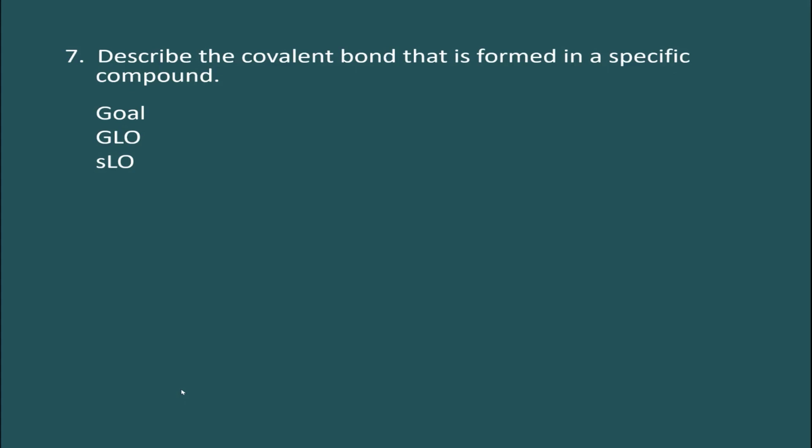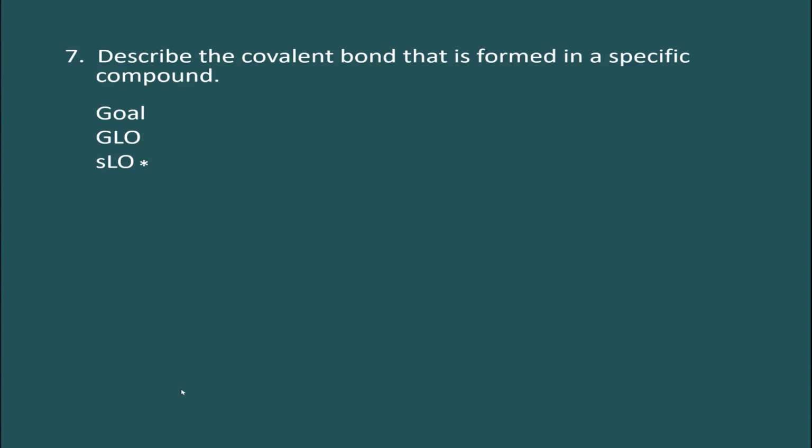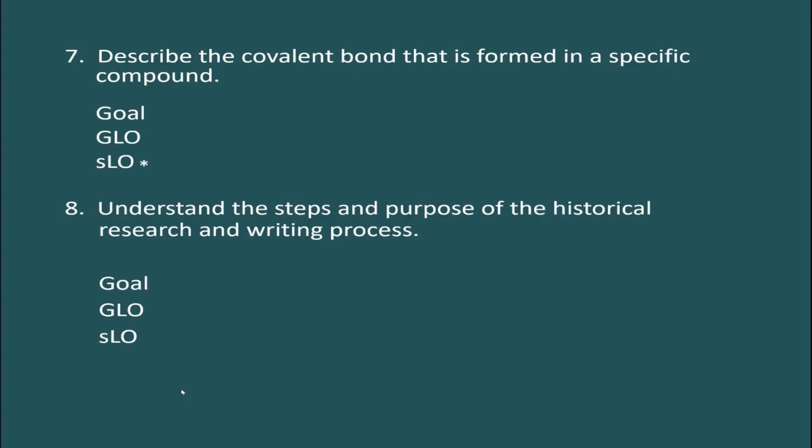Okay, number 7, describe. Pretty much that's an SLO. Although, let me go back up there a second. You could say, I want you to write it down, and then it would make it a GLO. But in this case, what I had in mind was you would be given a choice: which description is correct for a covalent bond that is formed in a specific compound. And that would keep it at the SLO level.